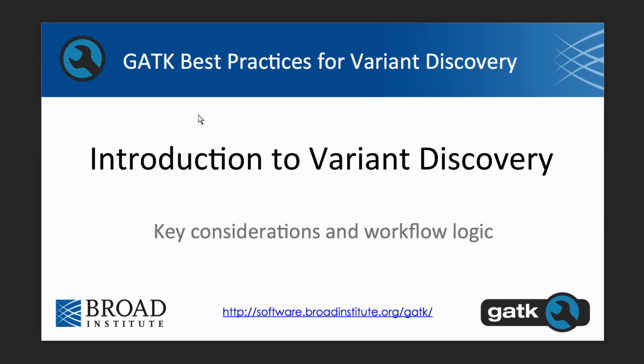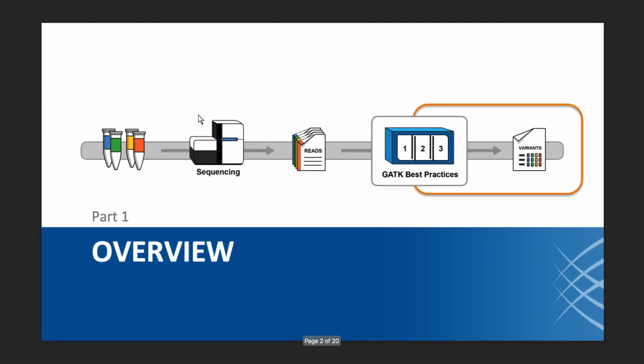All right, so Yossi took you through the steps of the data coming off the sequencer, going to your aligned BAM, and now we're going to go from the aligned BAM to short variants, SNPs and indels. So it's going to be that part of your best practices workflow.